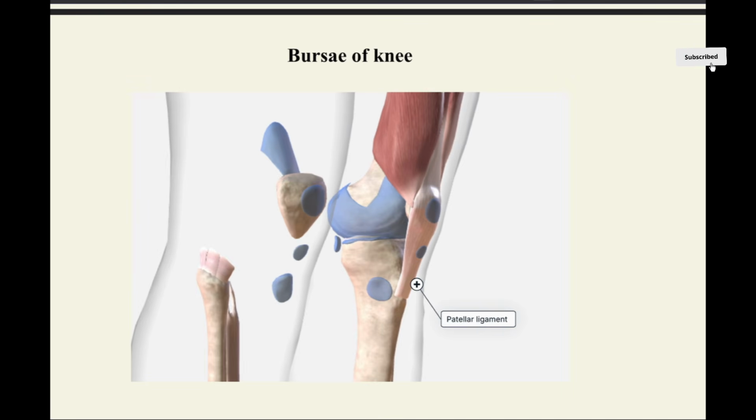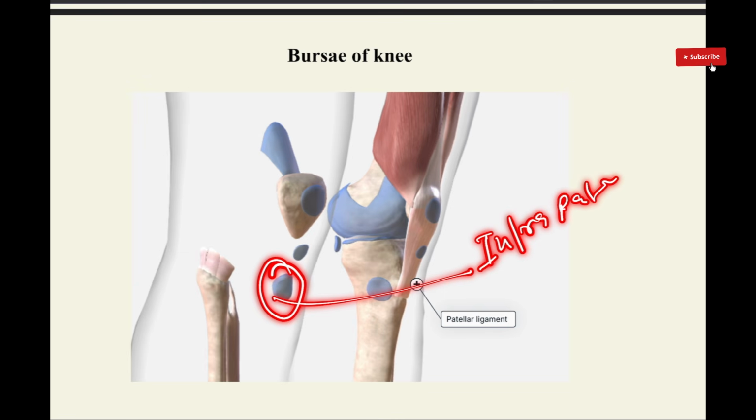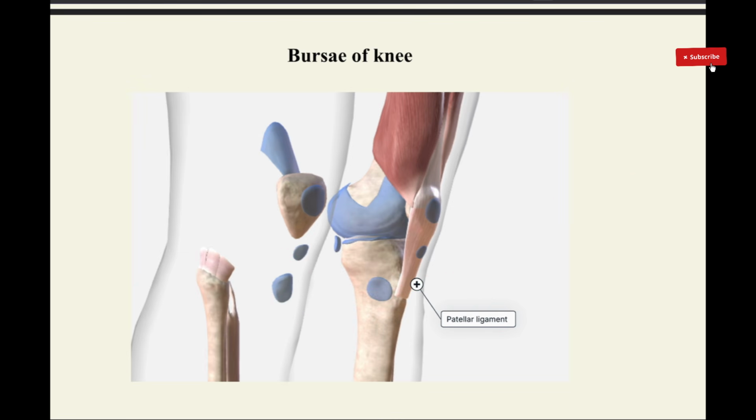And now we are going to talk about the bursae of the knee joint. The first one is your suprapatellar bursa, which is present on the superior aspect. That is why it is called suprapatellar bursa. Then we have the pre-patellar bursa, which is in front of the knee joint. Then we have the subcutaneous infrapatellar bursa. It is just below the patella. So this is your subcutaneous infrapatellar bursa, and this one is your infrapatellar bursa. So these are the prime bursae of the knee joint.